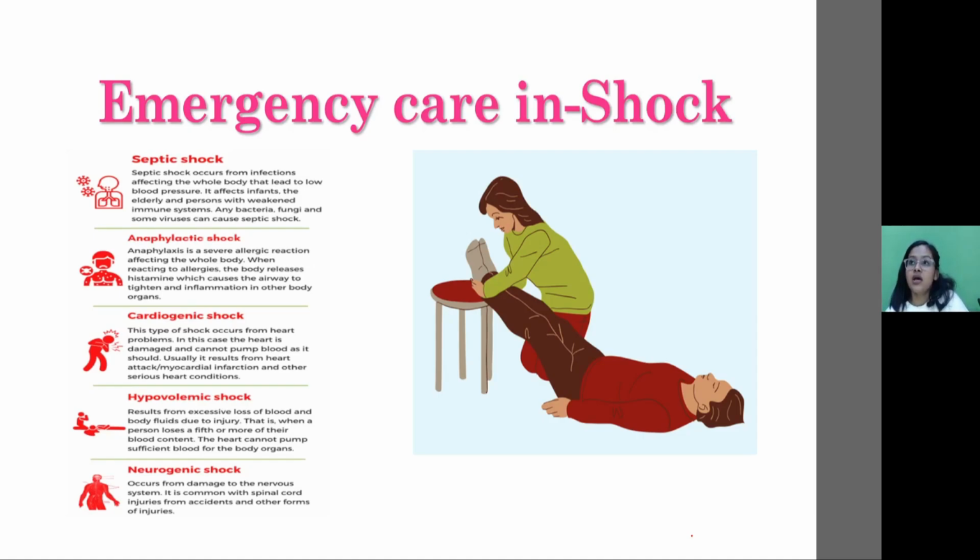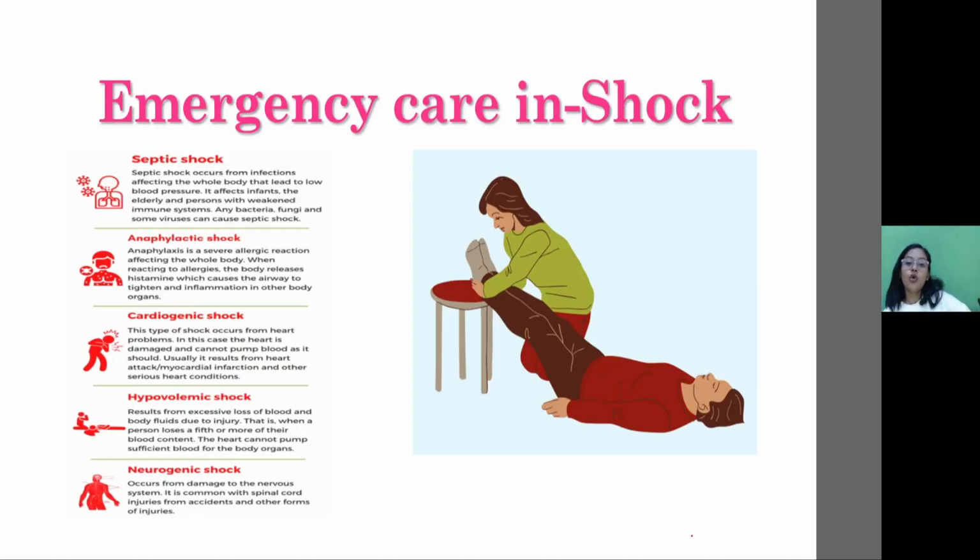And whenever you are assisting some patient who is in shock, who is not responding to your impulses, right, what will you do? You will first elevate the patient's legs. What is the basic science behind elevating a patient's leg?